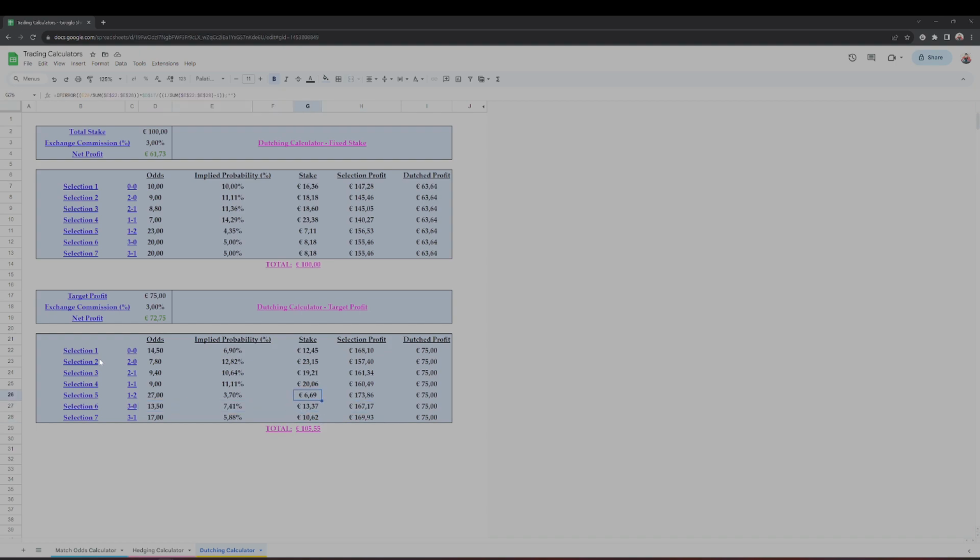So yeah, so here are the calculations. The Dutch profit is 75, and as you can see, the total stake is 105.55. Yeah, so obviously, as my target was not to keep the stake under 100, it's in this case more than that. Okay. Yeah, so I don't want to make this video any longer than it's supposed to. So just thought that I would present those calculators to you.